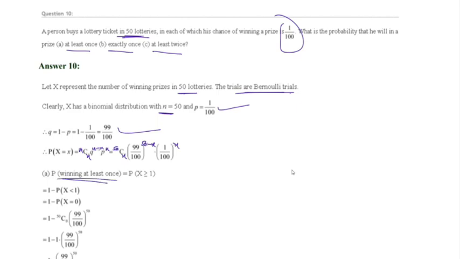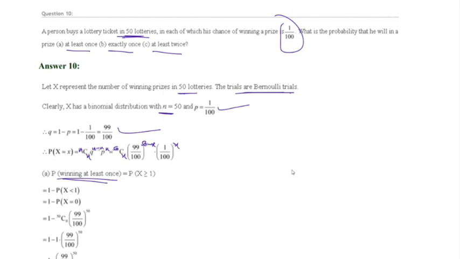So, winning at least 1. At least 1 means P of X is greater than or equal to 1. At least 1, right? So here X represents what? Number of winning prizes in 50 lotteries. So 1 by 100 will be the winning chance here, right?